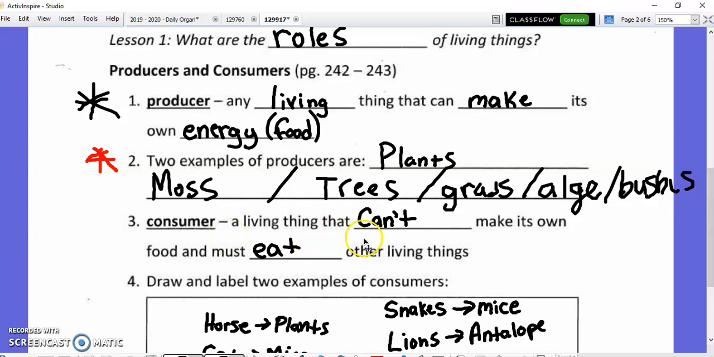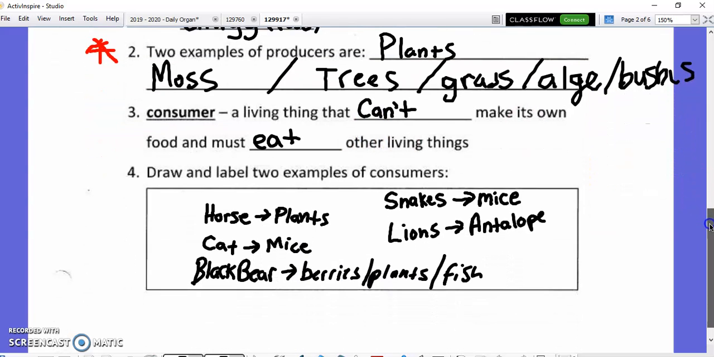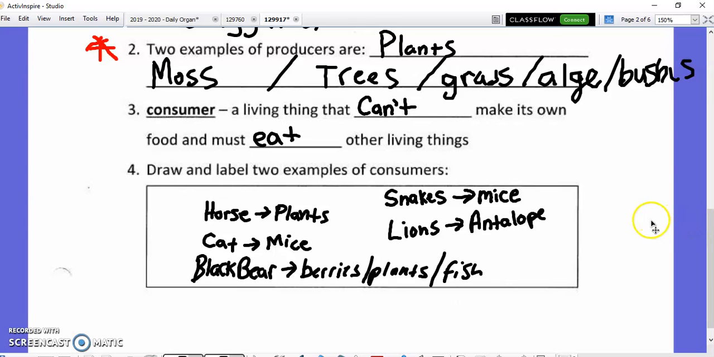A consumer is a living thing that can't make its own food. It cannot make its own food, so it must eat other living things to get energy. Here are some examples that we discussed in class. Labeling consumers: horses eat plants, cats eat mice, black bears may eat berries, plants, and fish. We'll talk about the different kinds of consumers as well: ones that eat only producers or plants, ones that eat only other animals, or ones that eat both. Snakes eat mice and lions eat antelope.